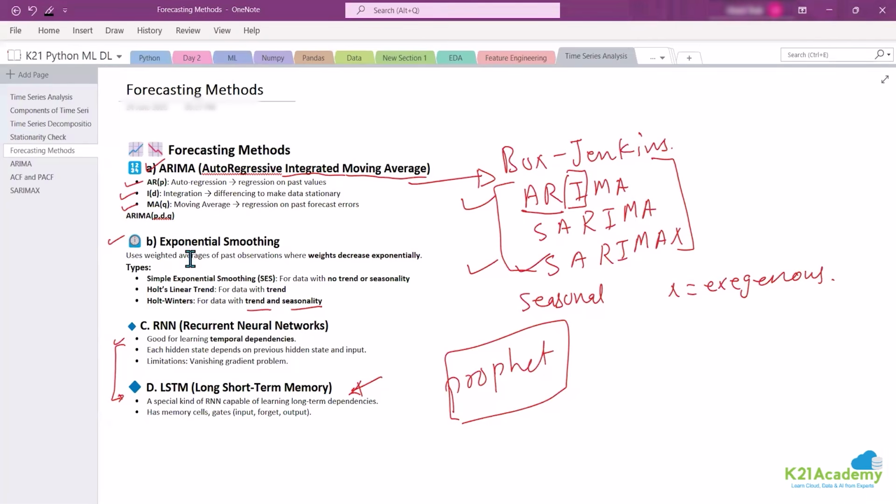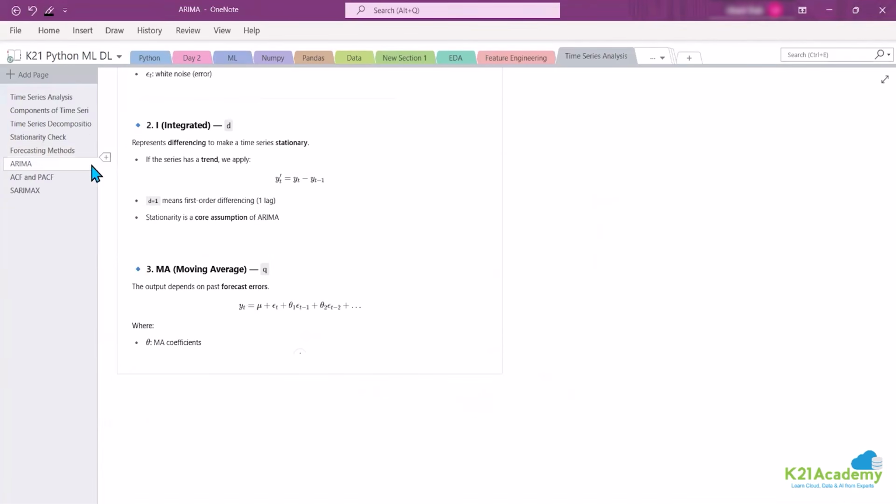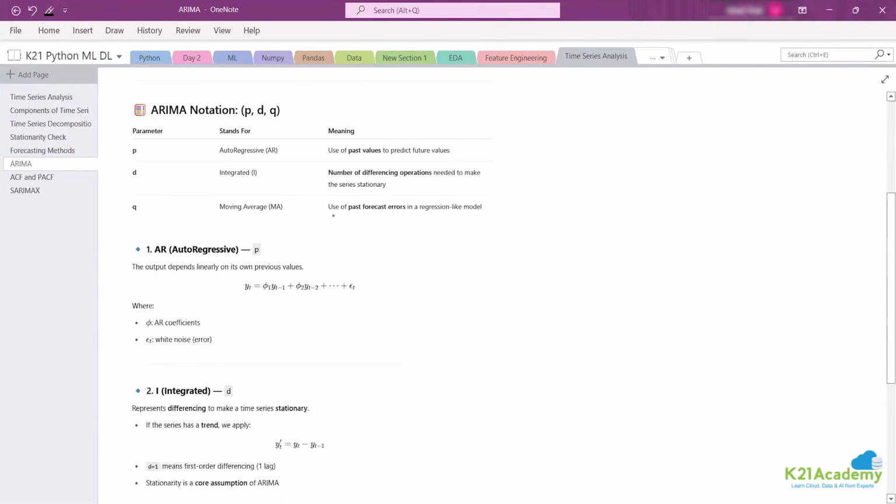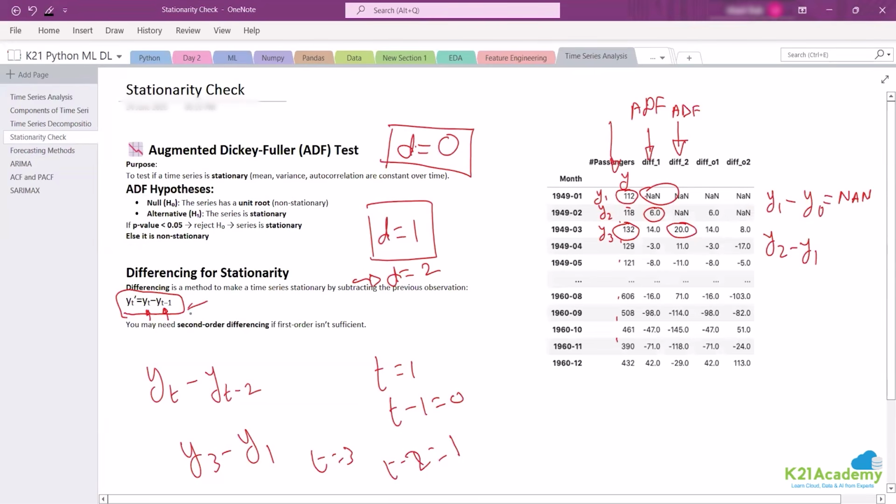Now, how does the ARIMA model work? ARIMA has three components: the autoregressive, the integrated, and the moving average. Here we have just seen how to calculate the differencing. In the stationarity check, I told you that we use the differencing method, and we check after how many differencing steps we get stationarity in the data.